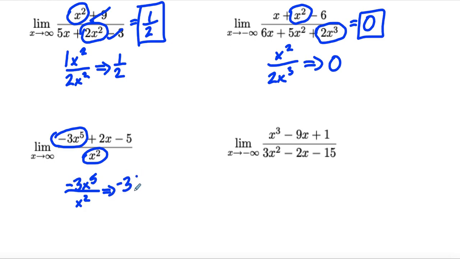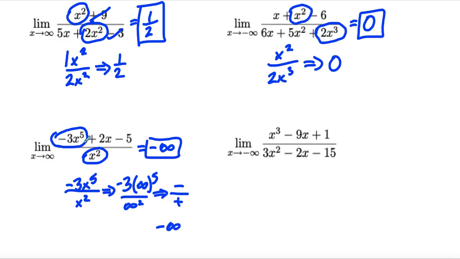Now, we still need to think about, if I input a really large number to the fifth power, that'll stay positive. And down in the denominator, we have a really large positive number squared. But what we do have as well is a negative multiplied by this really large number. So think about negative 3 times 10,000. That makes it negative 30,000, or even larger numbers as we're going to infinity. So what it really means is there's a negative number over a positive number, and that's telling us that the graph is going to negative infinity. So our answer here is negative infinity.